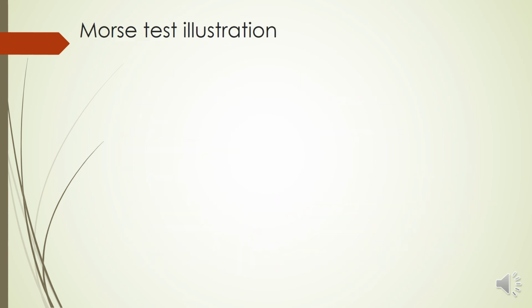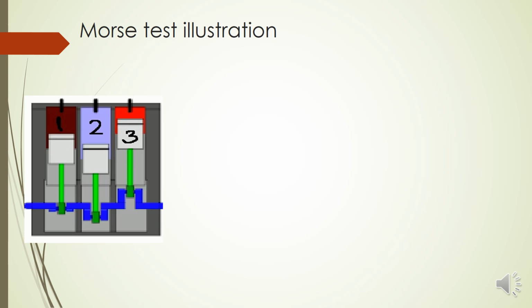Now let's check how to find the frictional power. Using Morse test we are going to find the frictional power. This is a 3-cylinder engine. You can see this is an inline 3-cylinder engine. This is our first cylinder, piston, second cylinder, third cylinder. All are connected to a single crankshaft which is inline. So this is an inline 3-cylinder multi-cylinder engine.